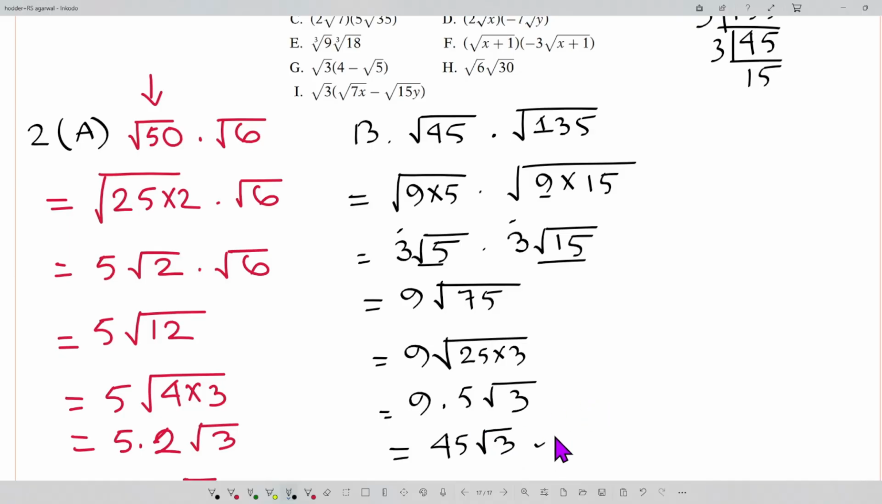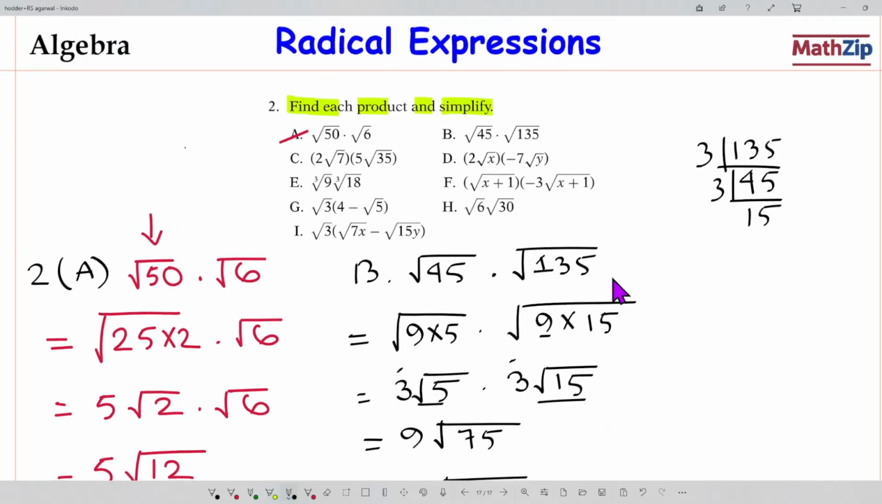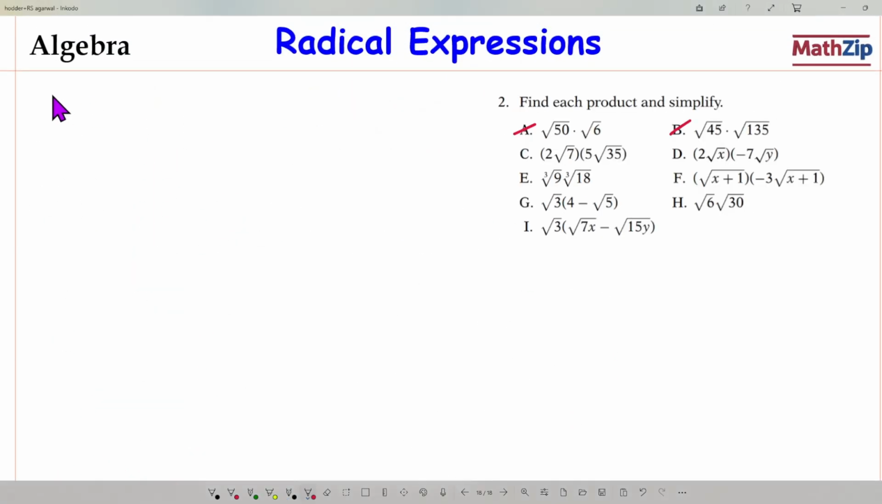Okay, very simple, but we have to be careful with our calculation. Number B done. Number C, 2 root 7 times 5 root 35.